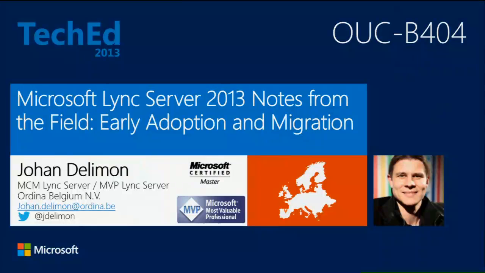Level 400. I'm Johan Delleman. I'm an MVP from Belgium. I'm a Lync server MVP. I'm also a Lync server master and also a trainer.